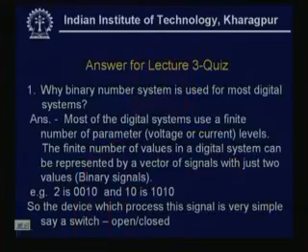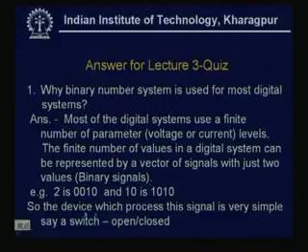Now, as we know, most digital systems use a discrete number of parameter levels, say voltage levels or current levels, and the finite number of values in a digital system can be represented by a vector of signals with just two values. These are binary signals, which can be represented by a string of 0s and 1s, like 0 0 1 0, or 1 0 1 0.